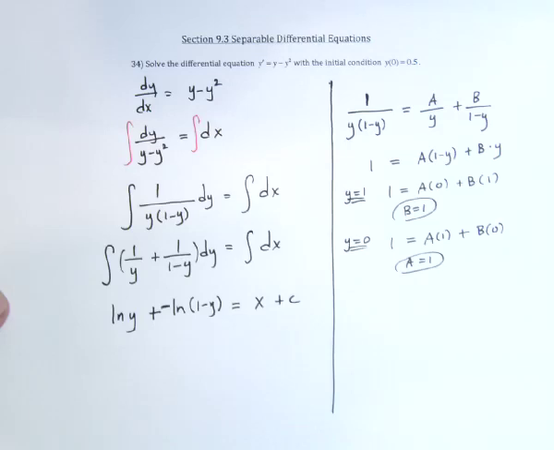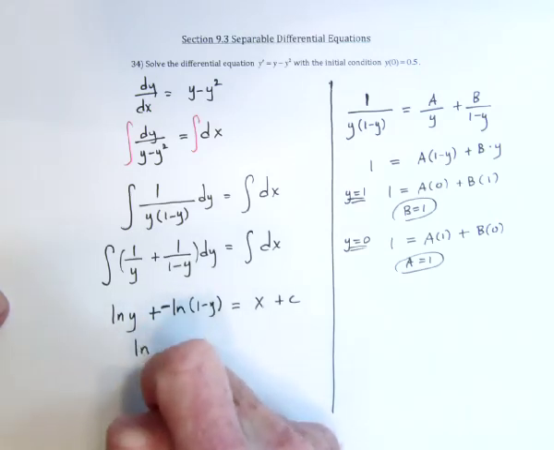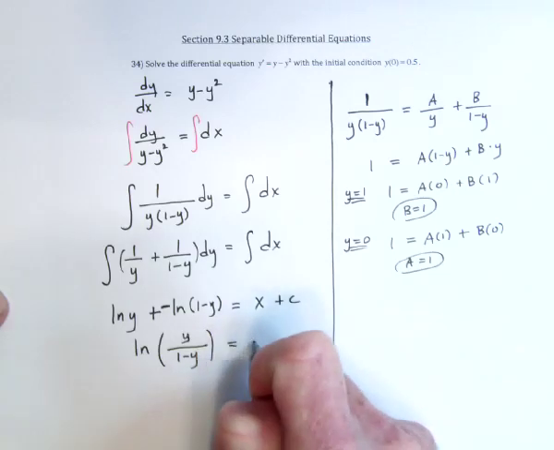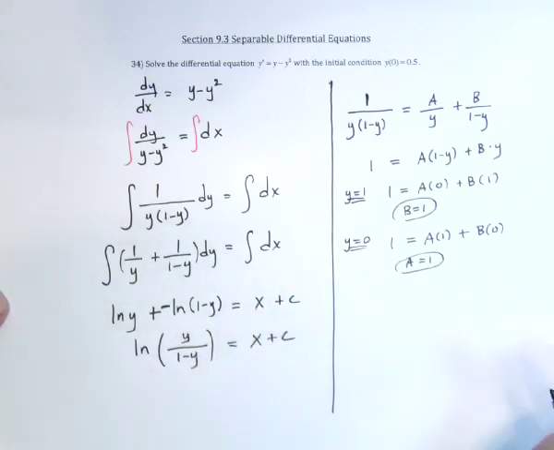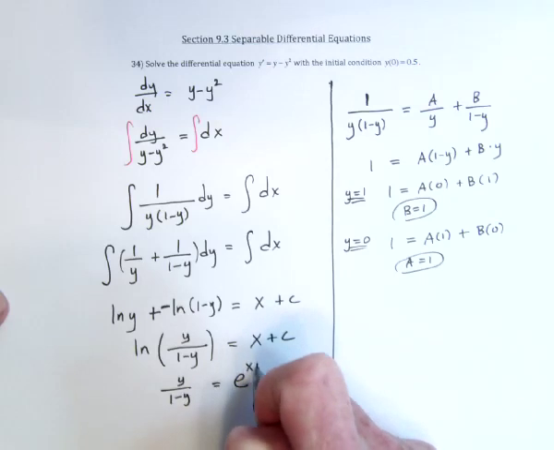Now we need to solve for y. Well, notice that it's 2 logarithms that are being subtracted, so we can make that 1 logarithm as long as it's going to be one big fraction with the y on top and 1 minus y on the bottom. You can then exponentiate to get rid of natural log, so we'll have y over 1 minus y is equal to e to the x plus c.